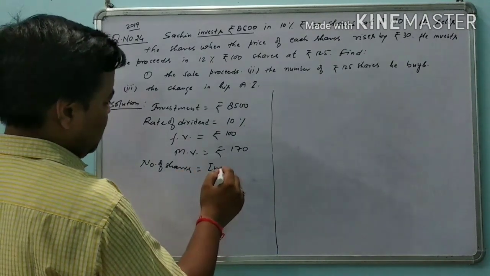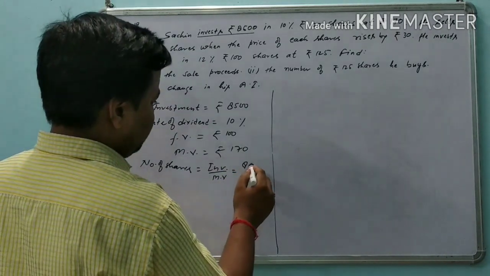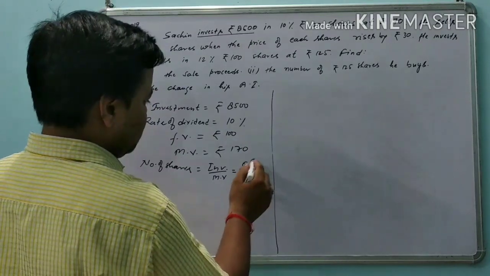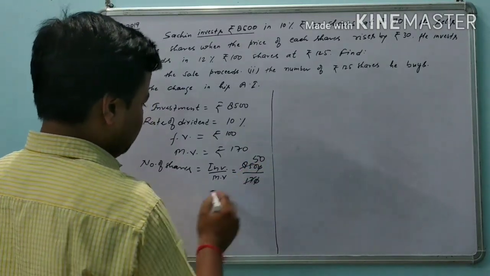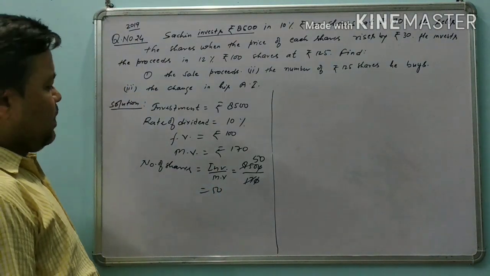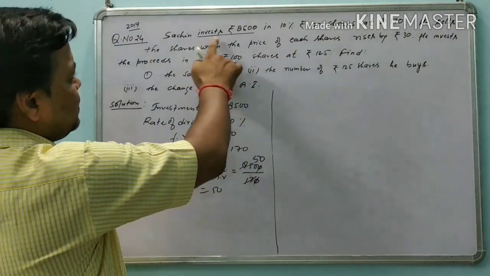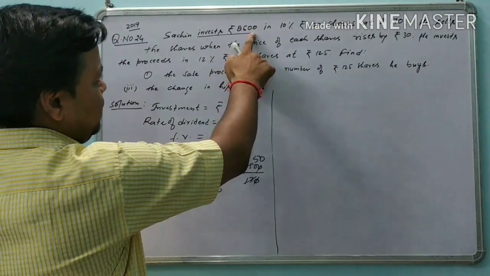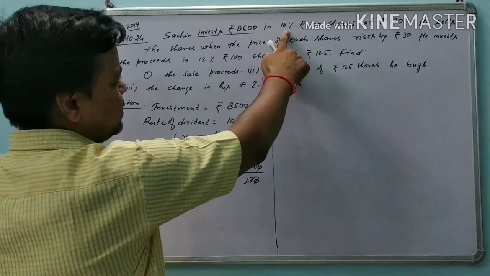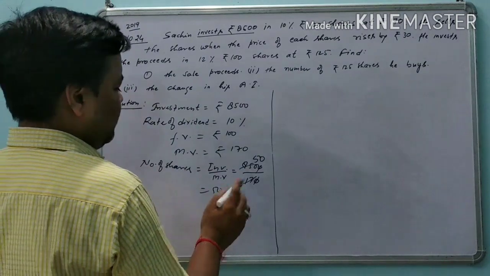Number of shares is equal to investment upon market value. So here investment is how much? 8500 upon 170. So here 17 5 85, that is 50, means 50 shares. The number of shares will be 50. Now, if any person invests 8,500 rupees in a share whose face value is 100 rupees, rate of dividend is 10%, and market value is 170, in this case the number of shares will be 50.